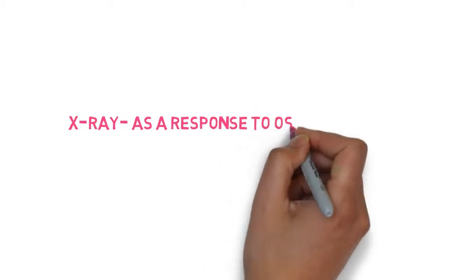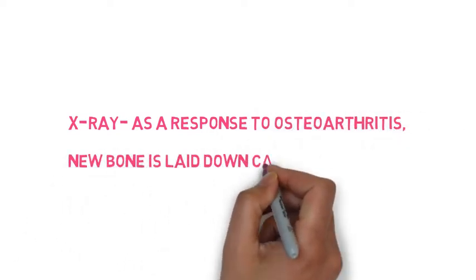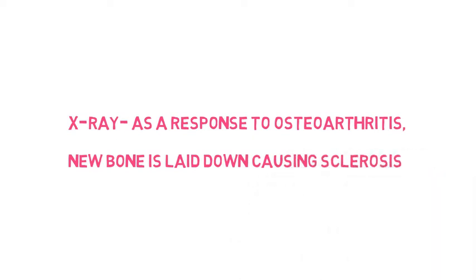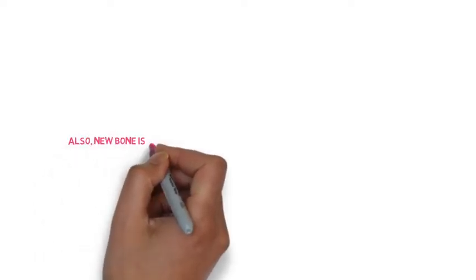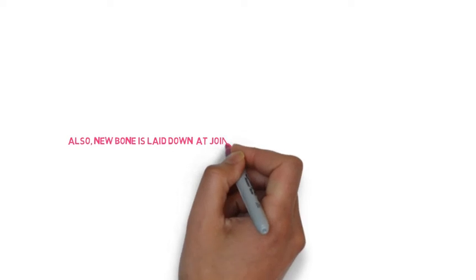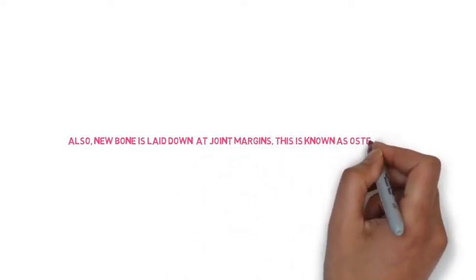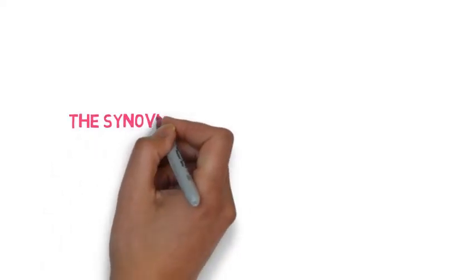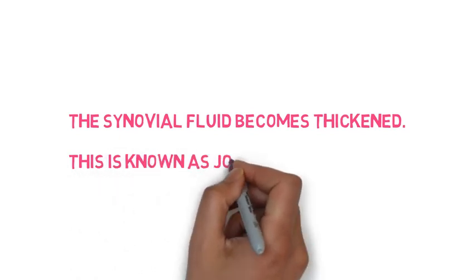And what are the investigations for osteoarthritis? Well, you would do an X-ray, and as a response to osteoarthritis, as we talked about before, new bone is laid down, and this causes sclerosis. Also, new bone is placed down at the joint margins, and this creates osteophytes, and the synovial fluid becomes thickened. This is known as joint effusions.